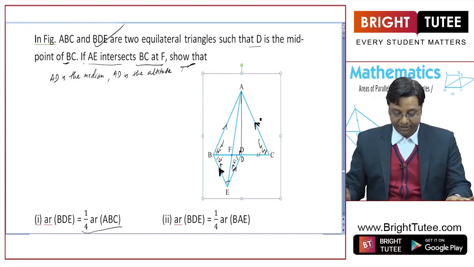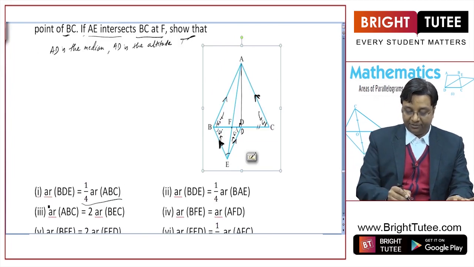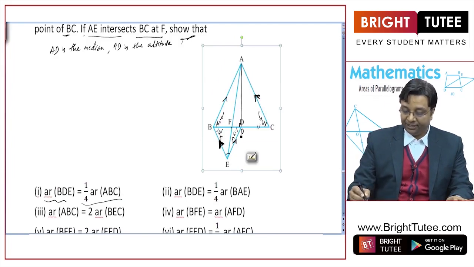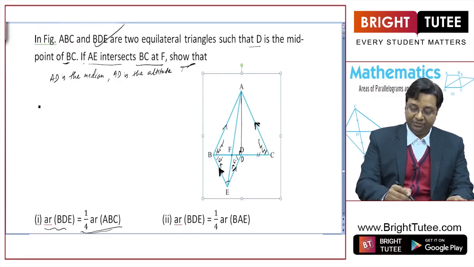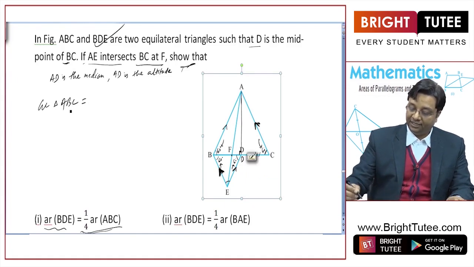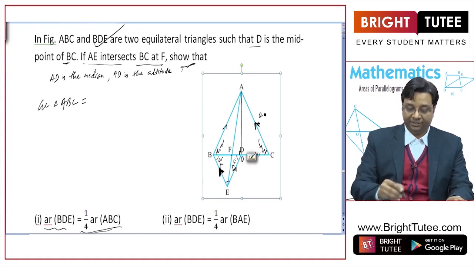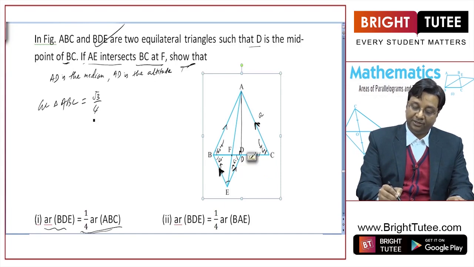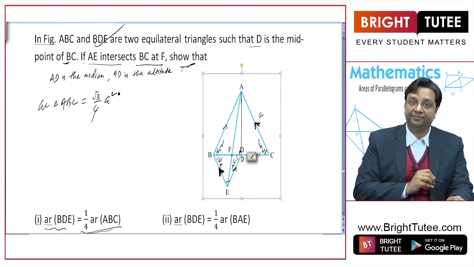Now, let us proceed with the question. Area of triangle BDE is 1/4 of area of ABC. If we know the formula for area of an equilateral triangle, let us say triangle ABC has got side A units. So, what will be the area? Root 3 by 4 side squared.